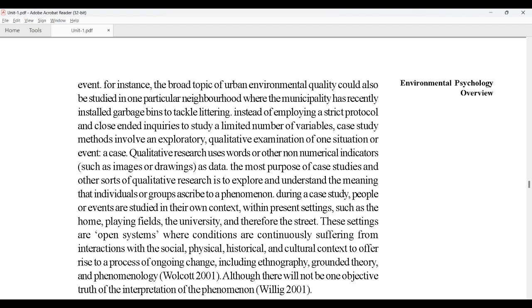During a case study, people or events are studied in their own context, within present settings, such as the home, playing fields, the university, and the street. These settings are open systems where conditions are continuously affected by interactions with the social, physical, historical, and cultural context to give rise to a process of ongoing change, including ethnography, grounded theory, and phenomenology. Although there will not be one objective truth of the interpretation of the phenomenon.